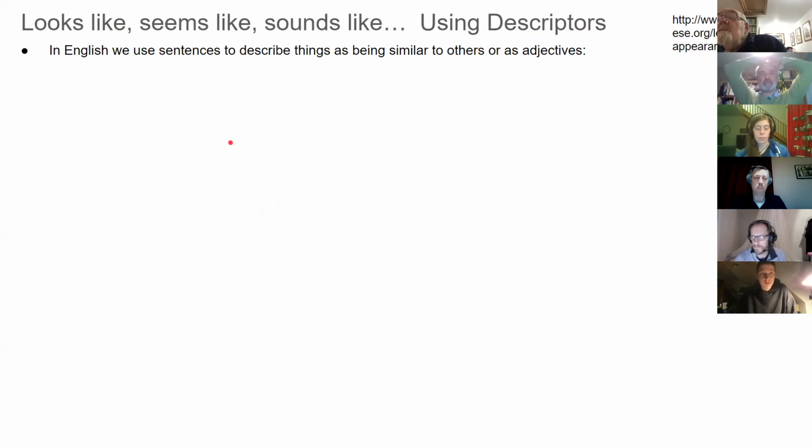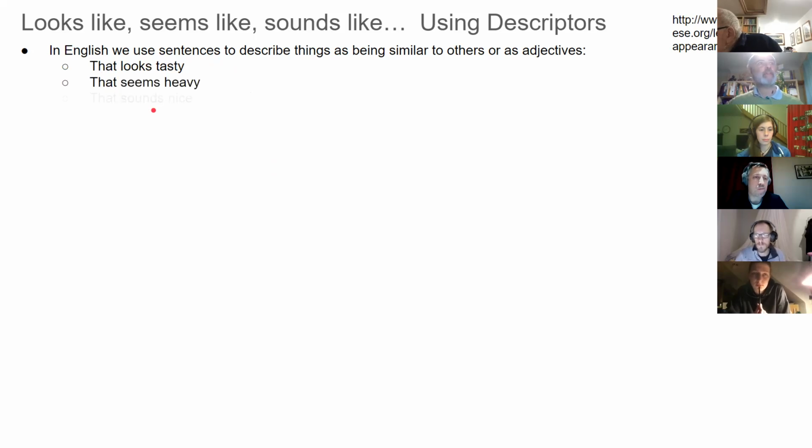So in English, we use sentences to describe things, not just saying it is hot. We might say it seems hot, or it looks hot, or she looks tired. And we do the same thing in Japanese. But for example, we might say in English, that looks tasty, and that seems heavy, that sounds nice, and he looks like an athlete. So these are all slightly different, of course.